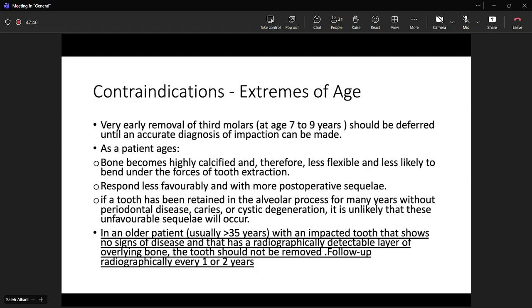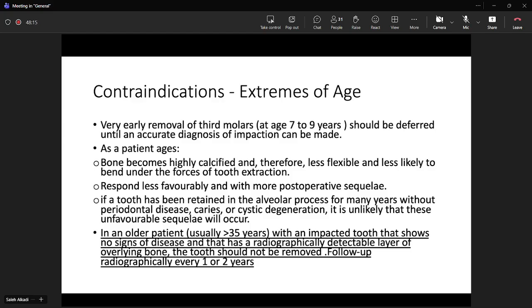So this bone will bend less under the force of tooth extraction. This will create difficulty in the extraction. And of course, the patient will respond less favorably to the extraction, and post-operative sequelae will be more.